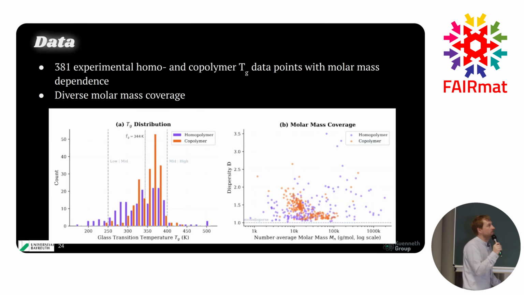And again, we started with a data set. This time we collected 381 experimental homo and copolymer TG data points with molar mass dependence. That was actually quite difficult because molar mass dependence or molar mass distribution is not something you naturally find in literature. So you would dig deeper or go into very specific literature to get this data set.